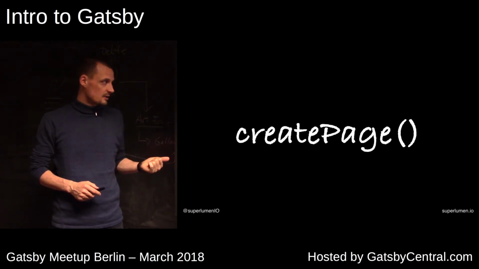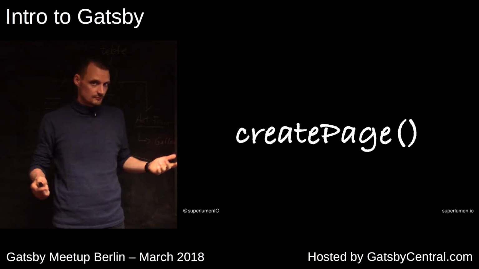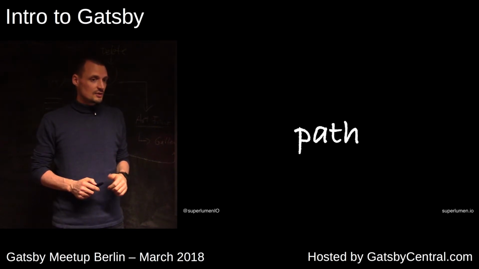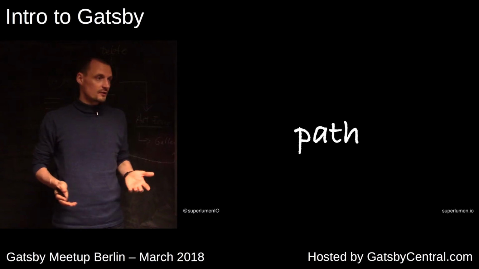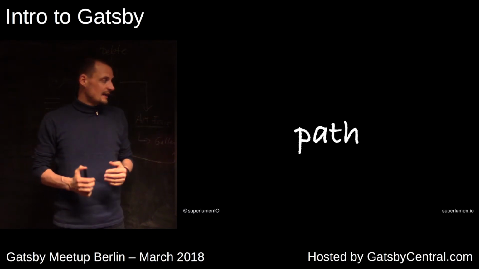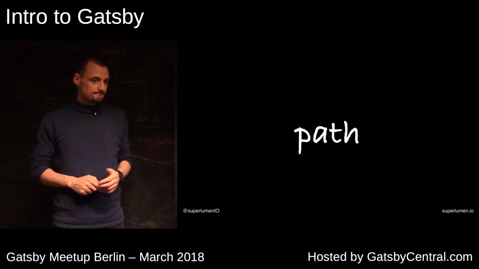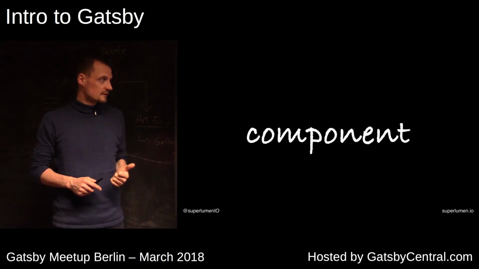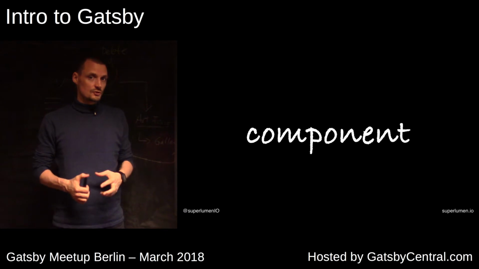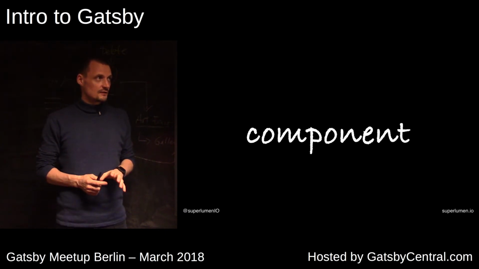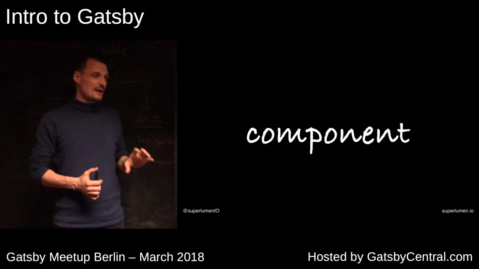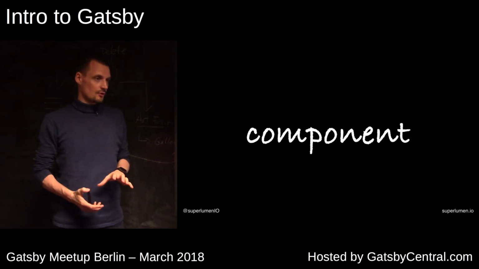So you call createPage, which creates a page, and you give it a path. The path is just something like /blog, for example, or just /. And that tells Gatsby where the page should be delivered, and you tell it which component Gatsby should use to build the page, right? And Gatsby thinks in two terms. There is a layout component, and then there is a page component.